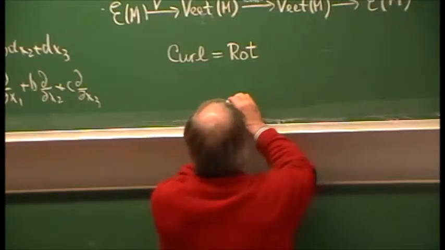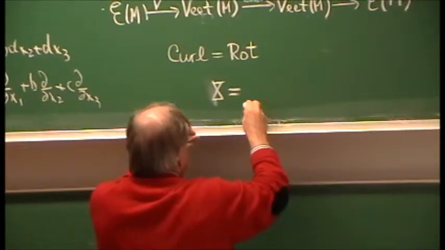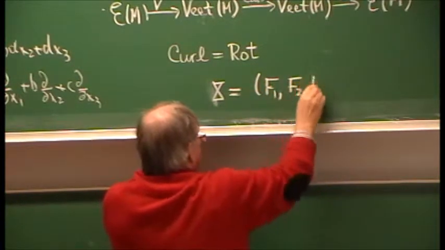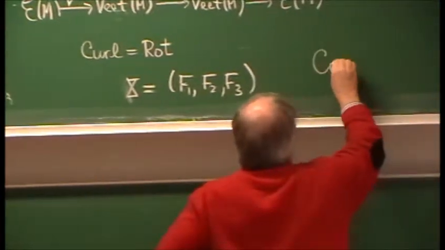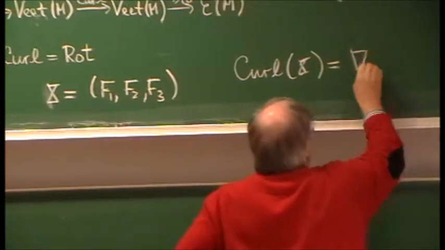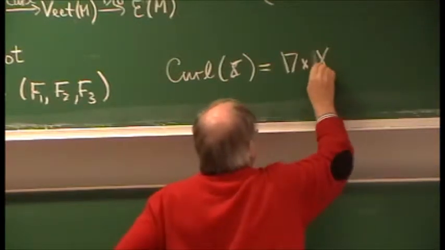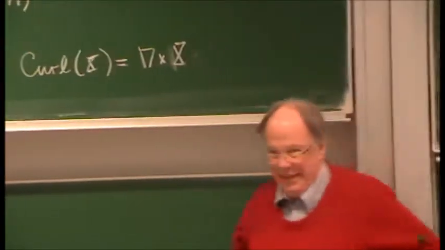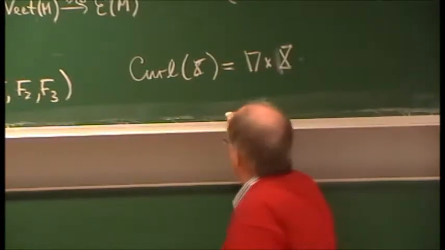Let me just say, sometimes if x is the field, let's say x, last time I wrote it as a vector, f1, f2, f3, then some people write curl of x is equal to gradient cross x. Okay? And you should understand this language, because it means something. So let me just remind you what that means.